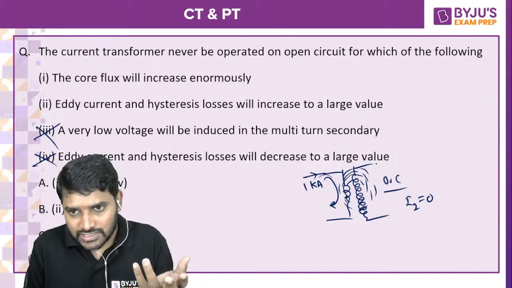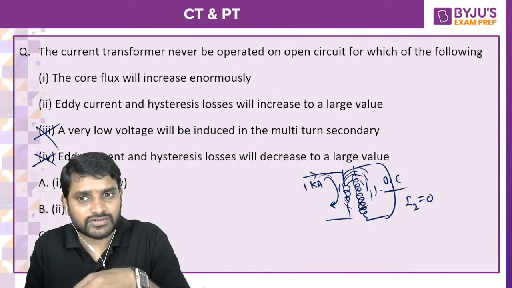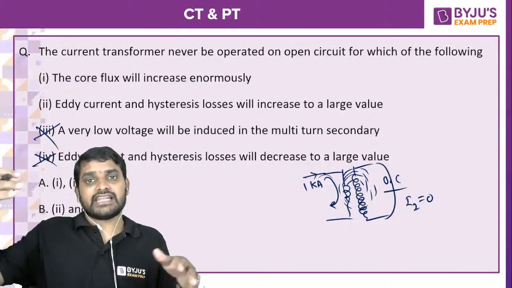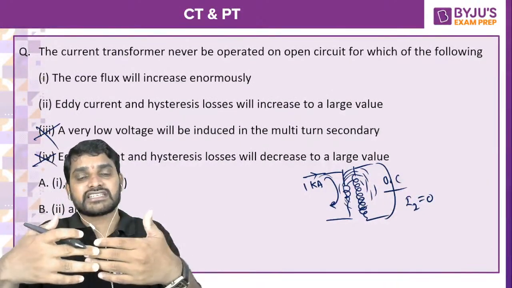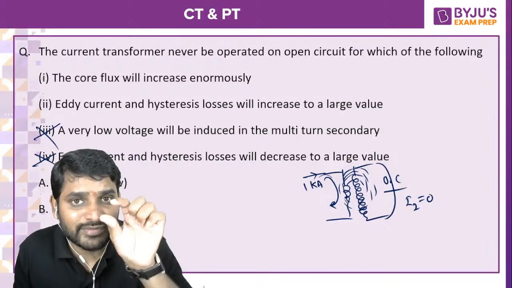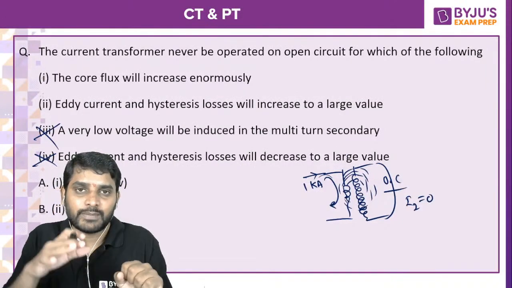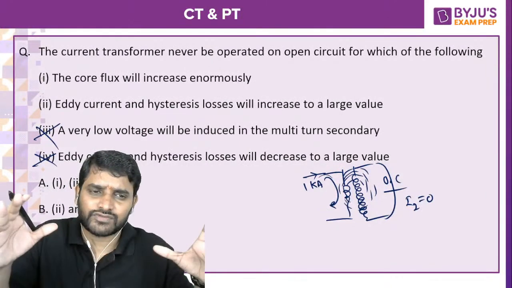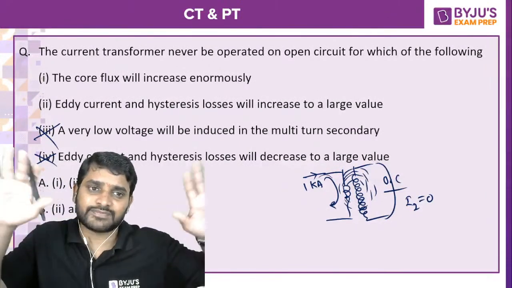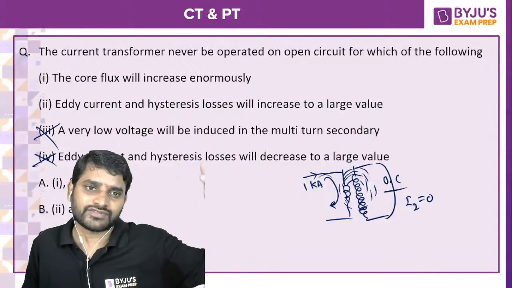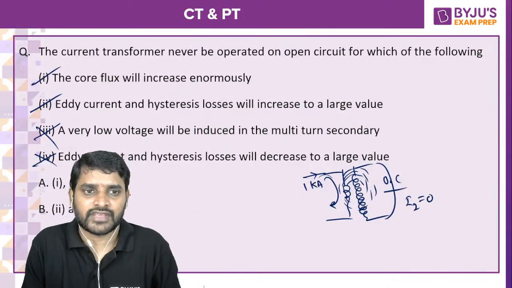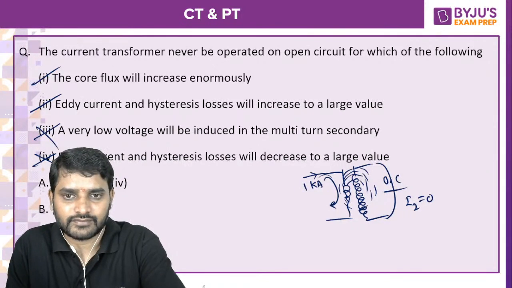If this is closed or short circuited, there will be secondary current circulation. That current circulation will produce a flux, and that flux and primary flux will be compensated, and the flux in the core will be maintained as minimum value. But if secondary is open circuited, it leads to very huge value of flux, and the core also goes to deep saturation. And because of very huge flux, eddy current loss and hysteresis loss will definitely increase, no doubt at all. So 1 and 2 are correct.